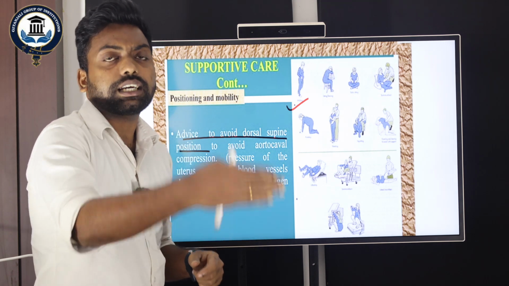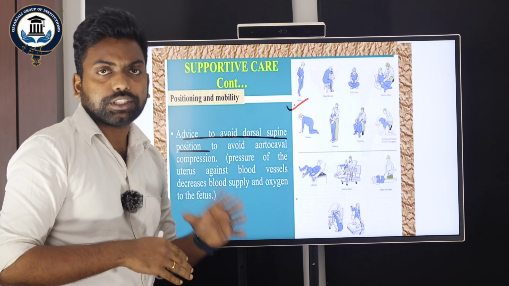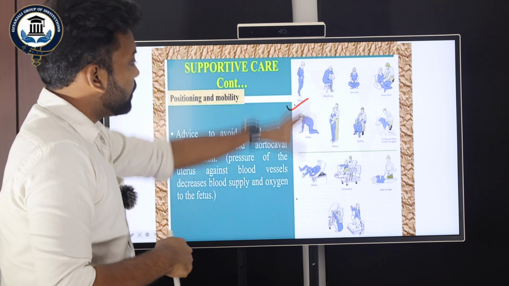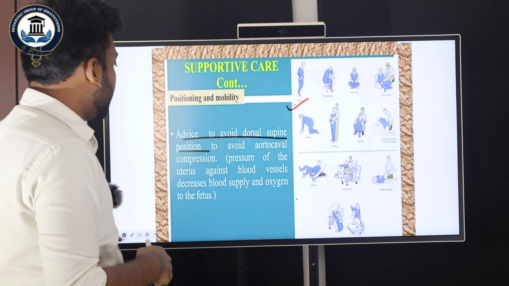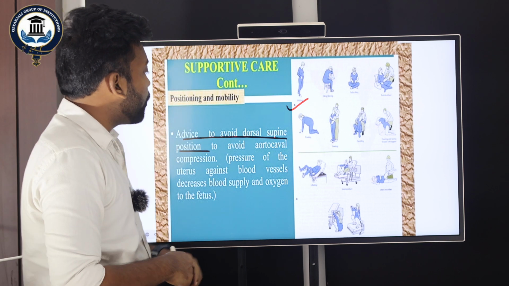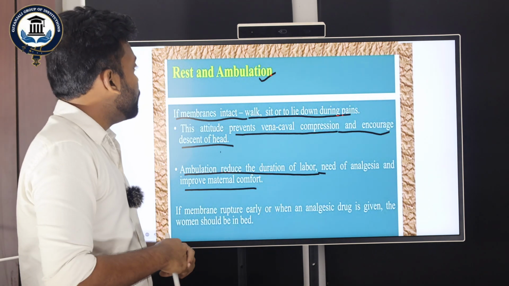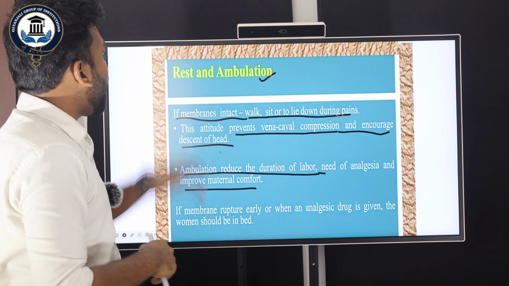So during the 12 hours of the first stage of labor, we must ensure this kind of position, as you are seeing in the pictures, in order to prevent some kind of pressure. That is mobility. And the next one is rest and ambulation.